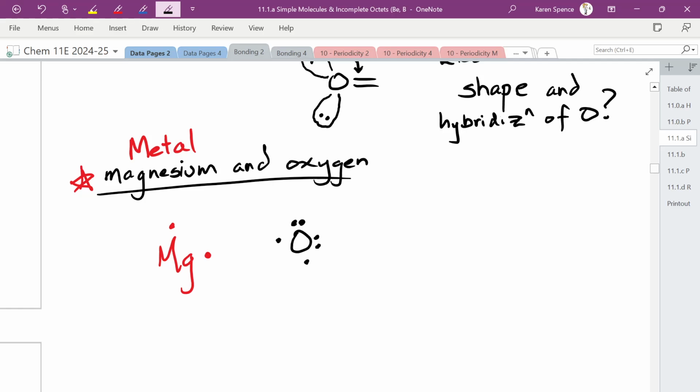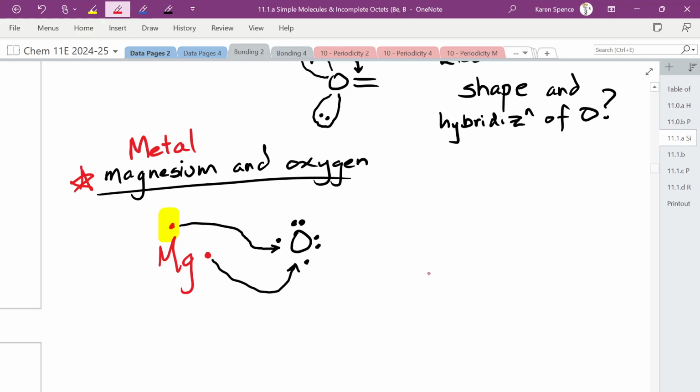So are those guys going to be sharing electrons? No. What's going to happen to magnesium's electron? Where is one of them going to go? It's going to go and slot into that little hole there. And this one's going to go and slot into that little hole there.